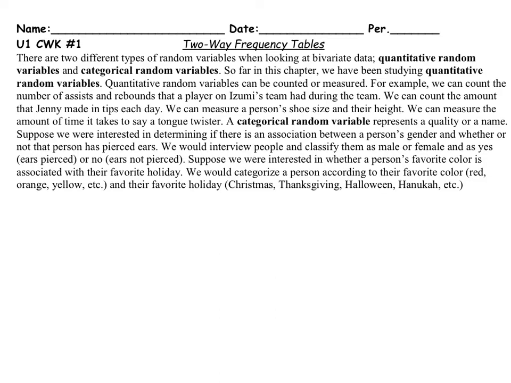A categorical random variable represents a quality or a name. Suppose we were interested in determining if there is an association between a person's gender and whether or not that person has pierced ears, which we will look at later. We would interview people and classify them as male or female, and a yes, ears pierced, or no, ears not pierced.